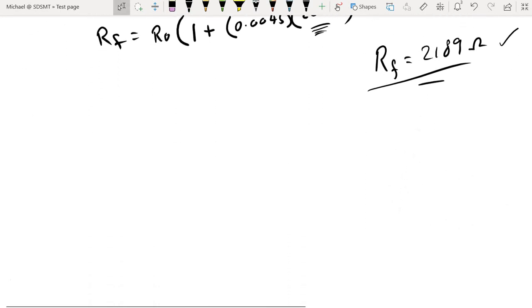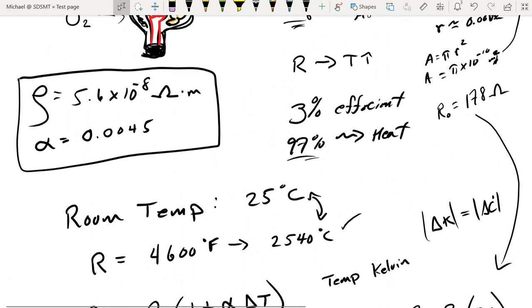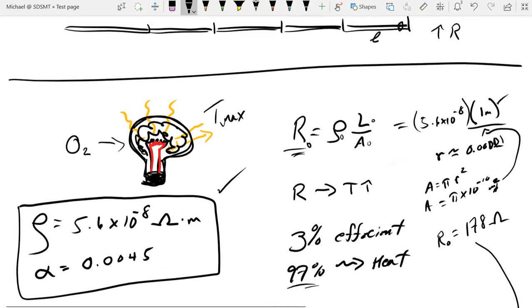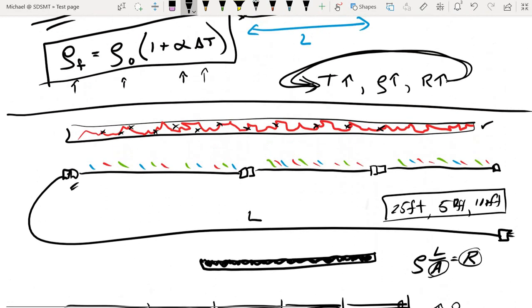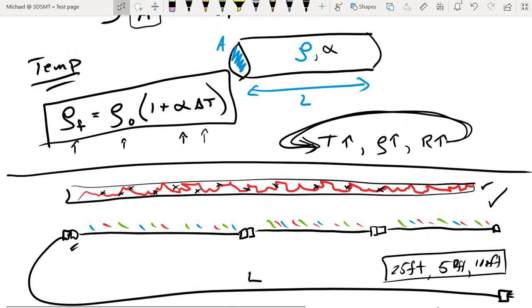Alright, so that's two examples of resistance and resistivity. The main one I wanted to focus on was this idea of changing resistance due to temperature, but also a little bit of a public service announcement here. Don't connect too many of your strands of holiday lights together, unless you're buying LEDs.